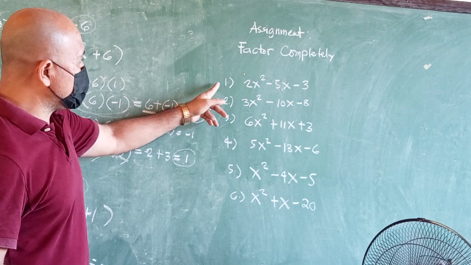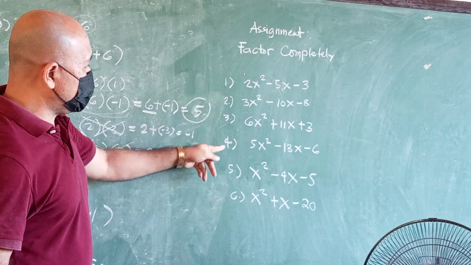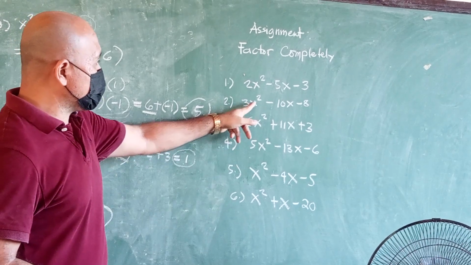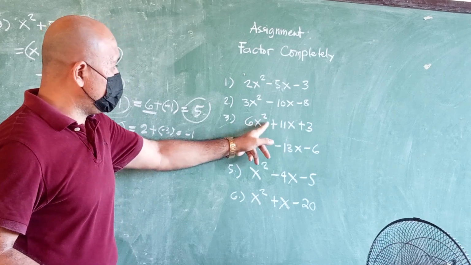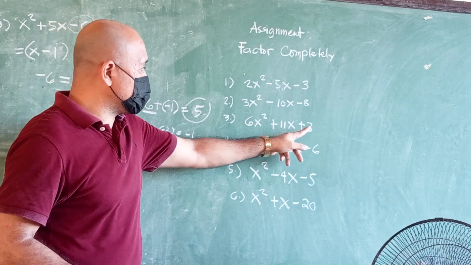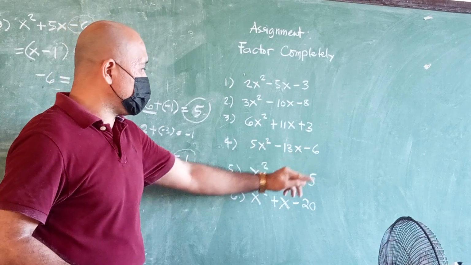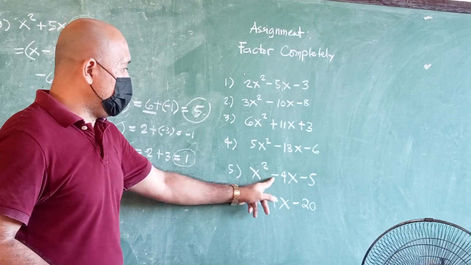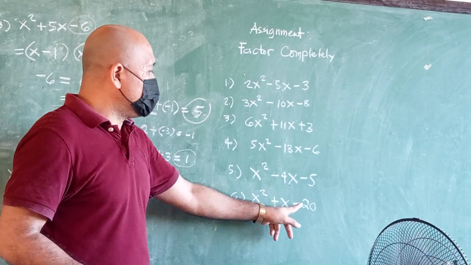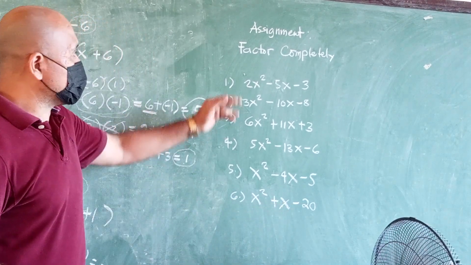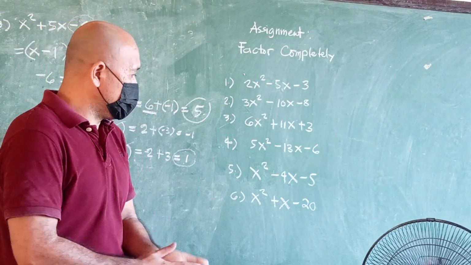The first, we have answered number 1 already, and your assignment will be from 2, 3, 4, 5, and 6. You have 3x squared minus 10x minus 8, and you have 6x squared plus 11x plus 3, and you have 5x squared minus 3x minus 6, and you have x squared minus 4x minus 5, then you have x squared plus x minus 20. And the instruction is factor these given trinomials completely.